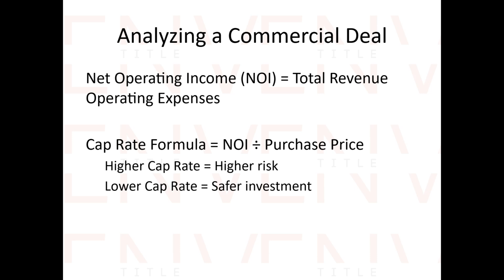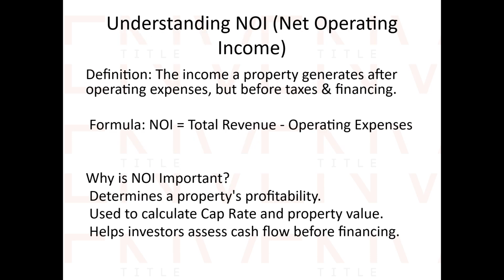Now, when you look at a commercial deal, you need to know the net operating income. The NOI is what they call it. It's your total revenue minus operating expenses. It's a very simple formula. We're going to get into this and the cap rate, so don't worry about the formulas. We'll get into them in a minute. We're going to start first with the net operating income, or NOI. This is the income your property generates after operating expenses, but before taxes and financing expenses. Very simple to calculate: it's the total revenue minus the operating expenses.